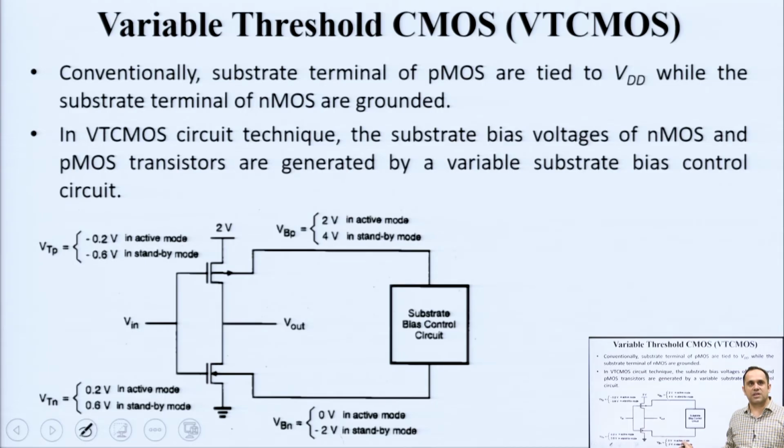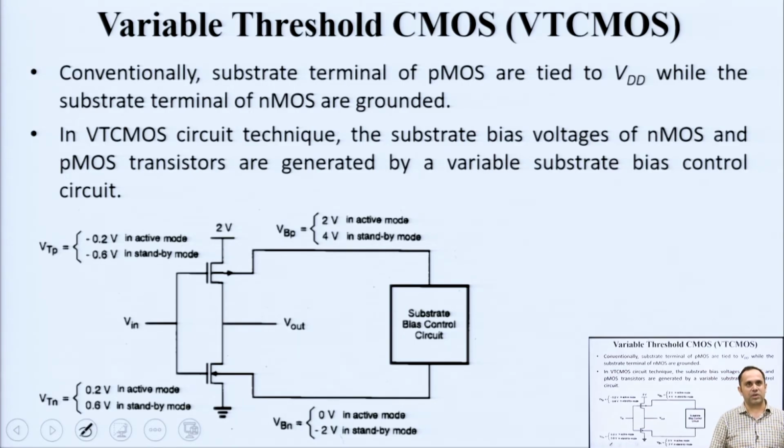Because in NMOS a negative voltage at the substrate increases the threshold voltage, for the complementary nature a higher positive voltage across the substrate is going to increase the threshold of the PMOS. So, either way, whenever either PMOS or NMOS is in standby mode, its threshold voltage is effectively increased, so that subthreshold conduction can be reduced. So, now we have got the best of almost everything.